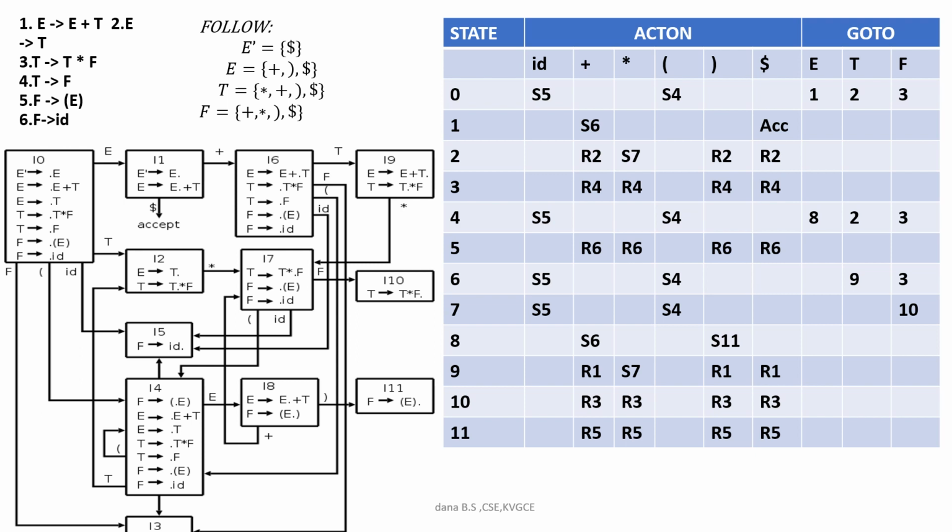Let us see. I wrote everything. So let us start with state 0. Look at that, state 0. How many terminal transitions? Only for open bracket and ID. For ID, the transition goes to I5. Therefore, it is shift S5. And for open bracket, it is S4. For capital E, go to state 1. For capital T, state 2. For capital F, state 3.